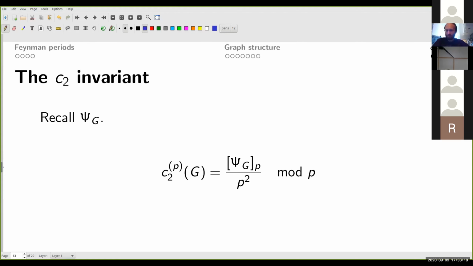Okay, so now I'm going to say something a little bit more specific that I think is very interesting. And it's something that you might have heard me or some other people like Francis Brown or Ulrich Schnetz talk about, which is called the C2 invariant. So you've got to remember your first Symanzik polynomial or Kirchhoff polynomial. And what do you want to do with it?